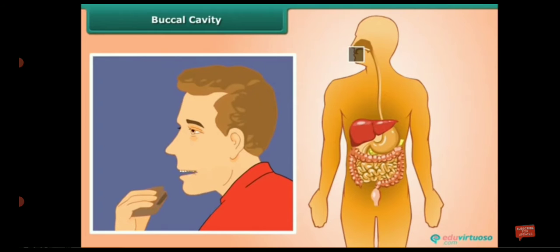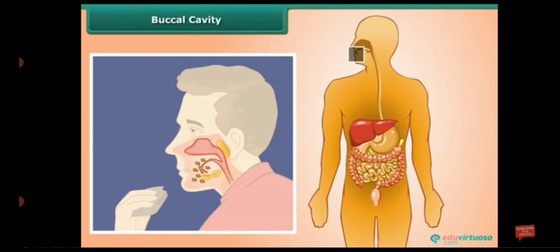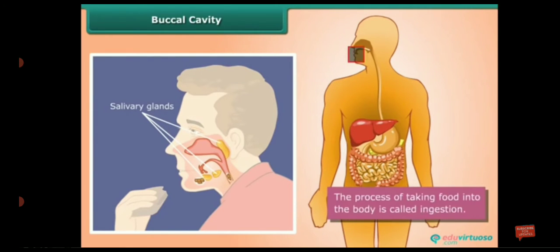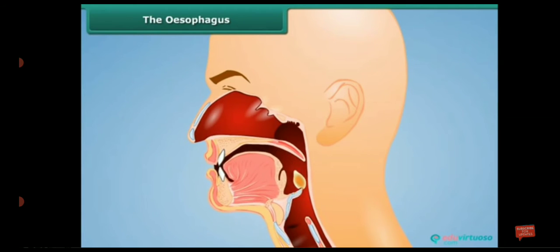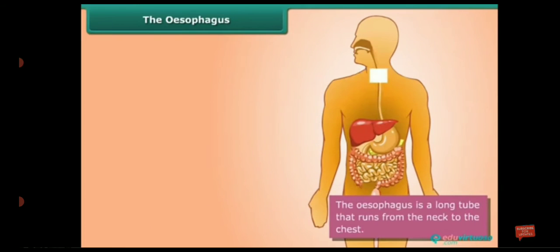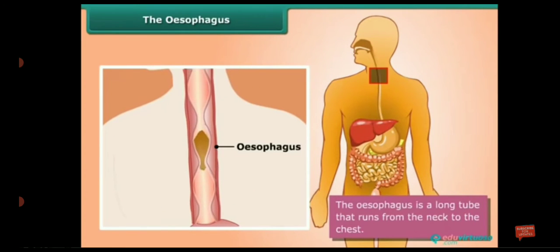Mechanical digestion breaks food into smaller pieces, and saliva in our mouth, produced by the salivary glands, causes the breakdown of starches into sugars. This process of taking food into the body is called ingestion. When the food we eat becomes a soft mass, our tongue pushes it to the food pipe or esophagus. The esophagus is a long tube that runs from the neck to the chest. The movements of its walls force the food to the stomach.